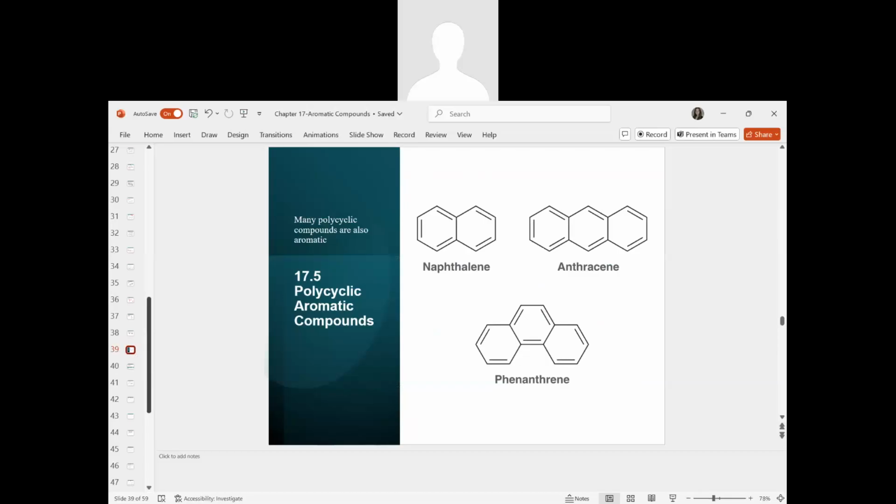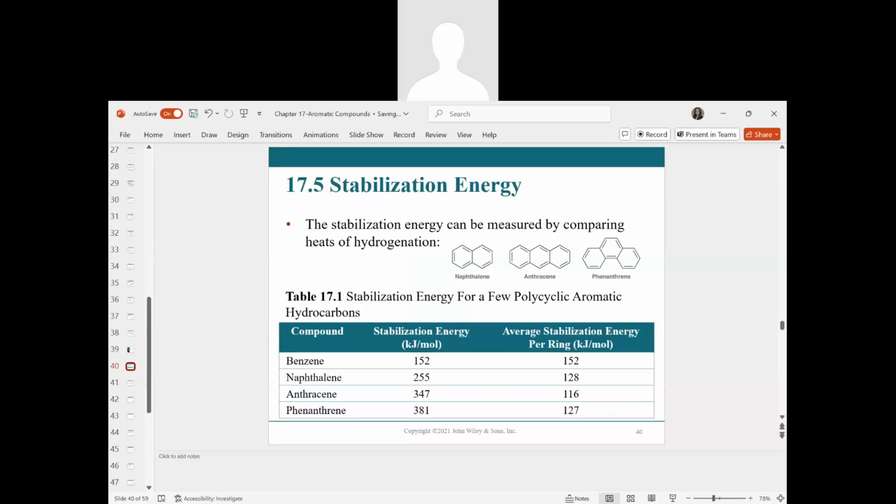There are also many polycyclic compounds that we can consider to be aromatic. Some of them are mentioned here. We have naphthalene, anthracene, and phenanthrene. All of these are considered aromatic compounds. They follow all the criteria. We can even see a comparison of what's referred to as the stabilization energy. Based on them being aromatic compounds, they have this increase in stability. We can see that benzene has the highest average stabilization per ring, being that it's only one ring. But these are also fairly stable, and they do experience that aromatic stabilization as well.